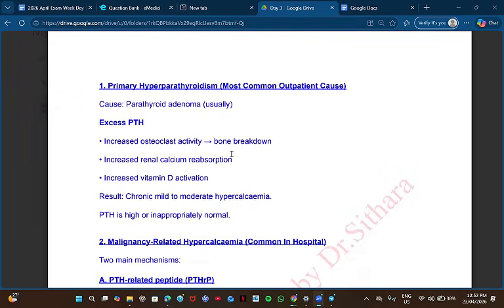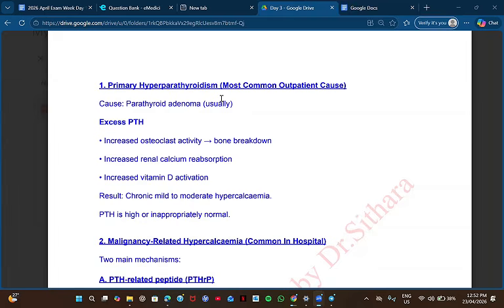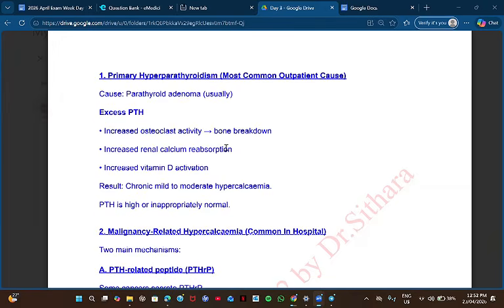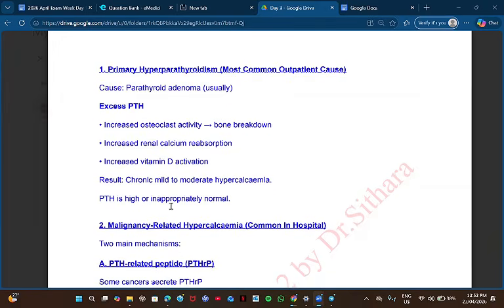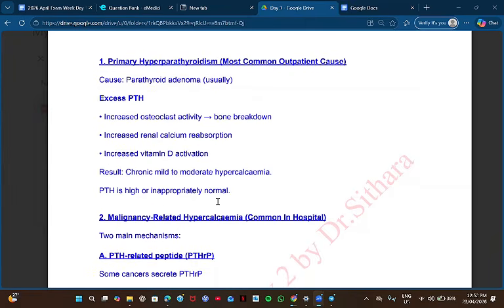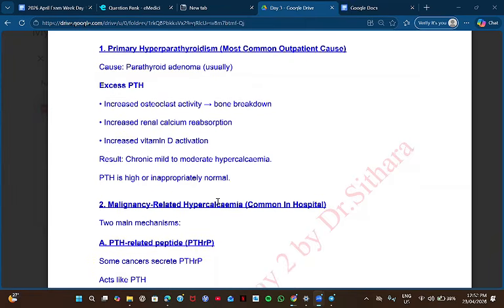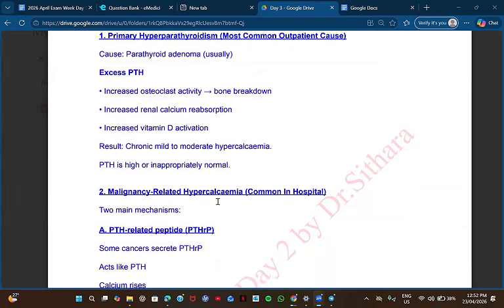So what are the causes? The commonest cause is primary hyperparathyroidism, most commonly due to a parathyroid adenoma. Here I have explained the mechanism again, so you can give it a read, okay? Because I explained the same thing a little bit earlier.